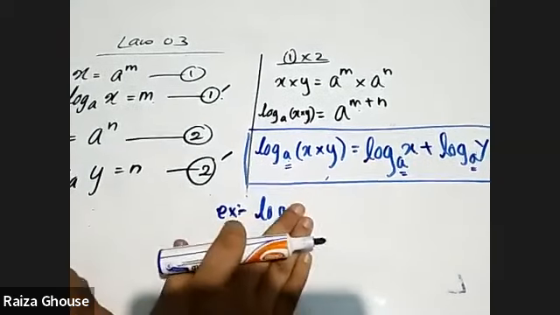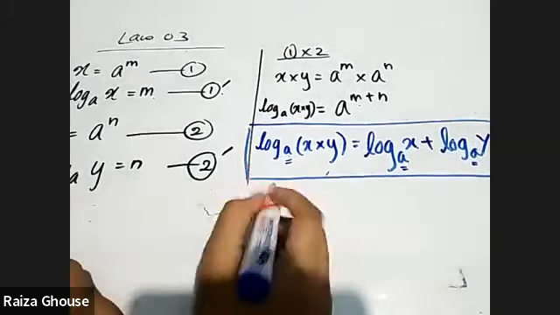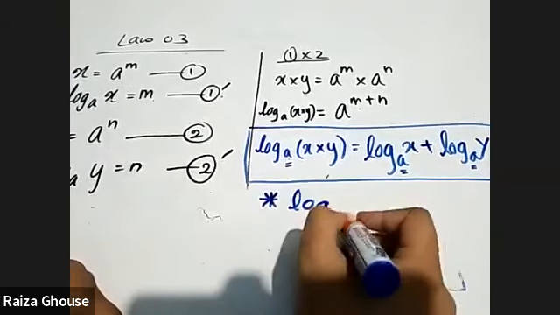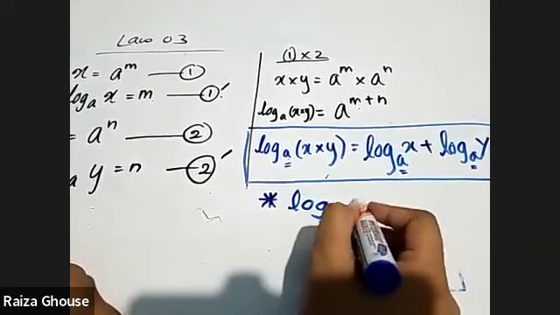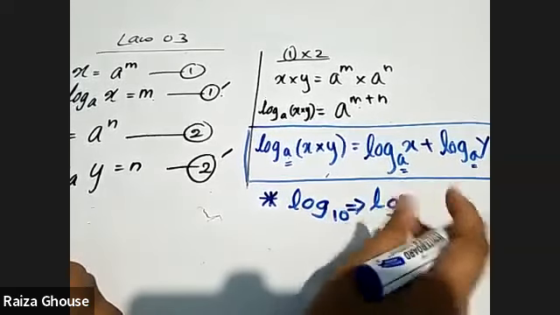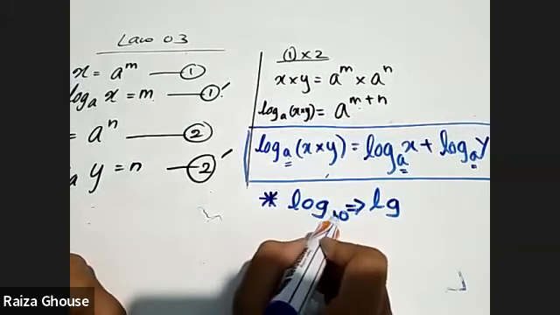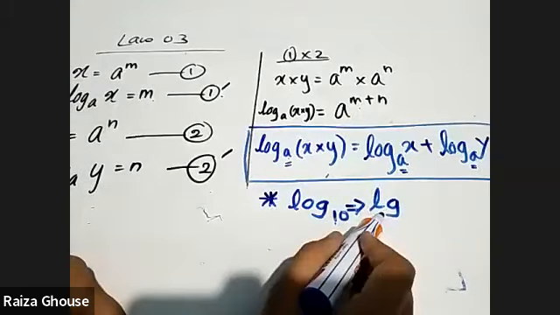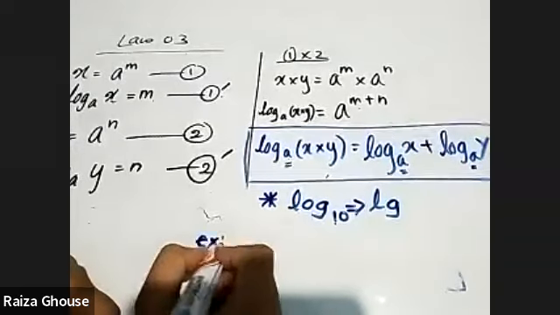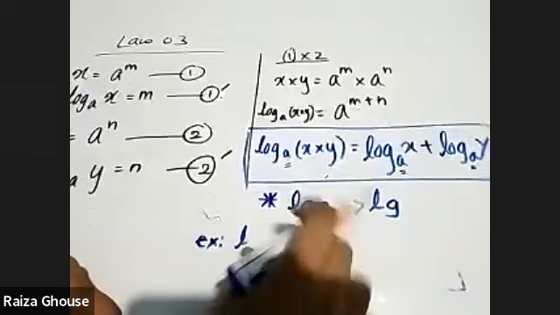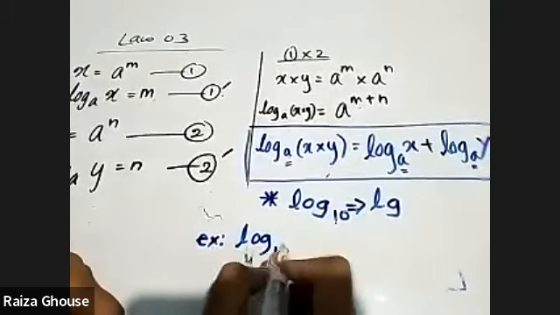Okay, wait. I forgot to tell you one thing. I can write log base 10 as LG. That is a small thing you should know. In grade 11, this is very important. If you have base 10, you should write the short form LG. So I'll take an example with that. LG means base is 10, okay?